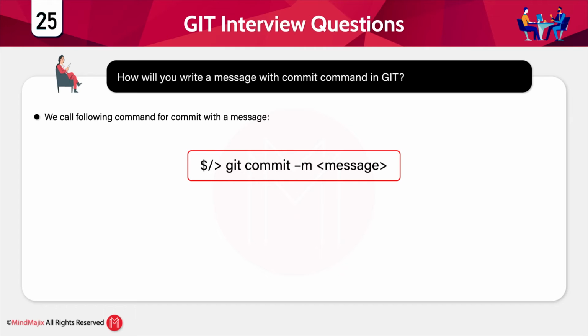See, how will you write a message with the commit command? See, -m is an option, right? Git commit -m is an option, followed by the commit message.